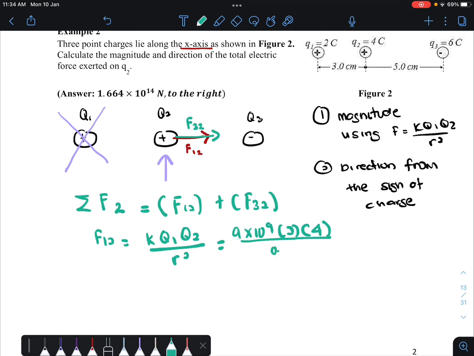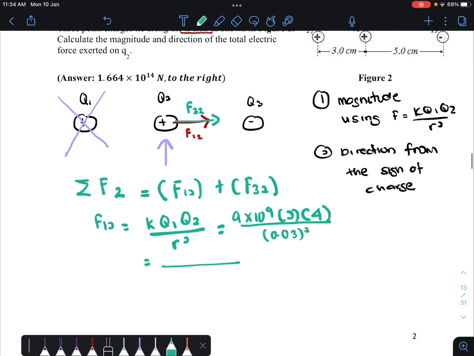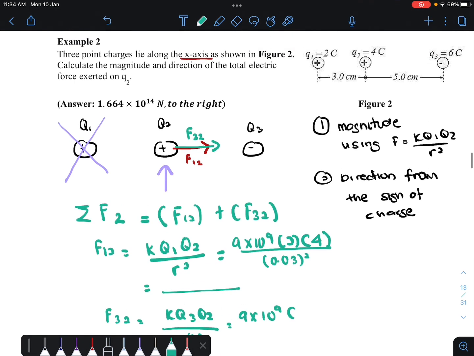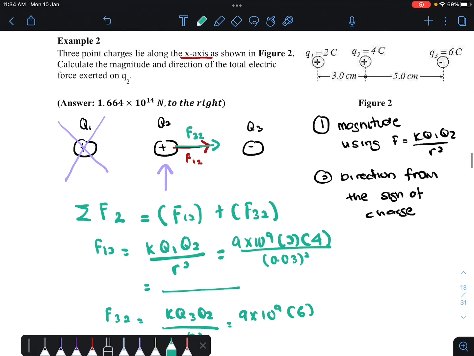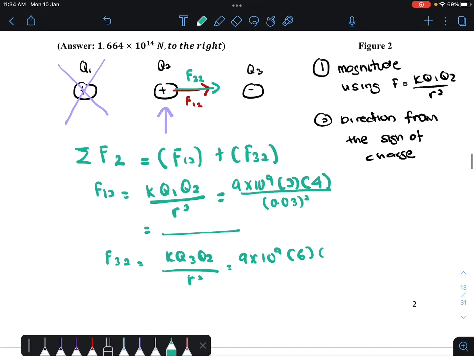Divided by the distance between them, which is 3 centimeter, or 0.03 meter squared. Then you press your calculator and get your value here. And then you do the same for F32: k, Q3, Q2, over r squared. 9 times 10 to the power of 9. Your Q3 is 6 coulomb. The negative we ignore because it is the sign, and you have already used that characteristic to deduce the direction.